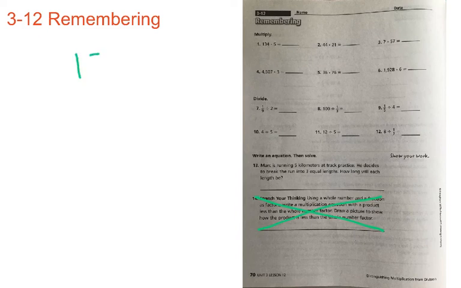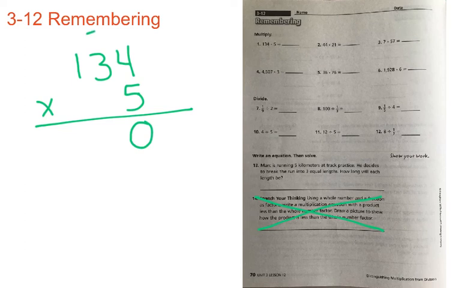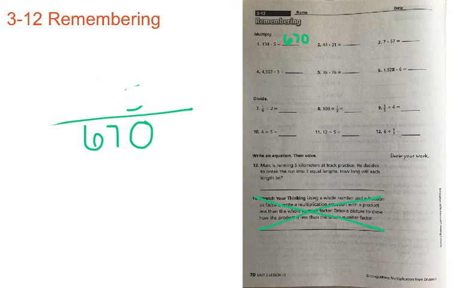We have 134, and we're multiplying that by 5. And we're going to just go step by step. 5 times 4 is equal to 20. Put down my 0, carry my 2. 5 times 3 is equal to 15, plus 2 is equal to 17. Put down my 7, carry my 1. 5 times 1 is equal to 5, plus 1 is 6. My answer is 670.